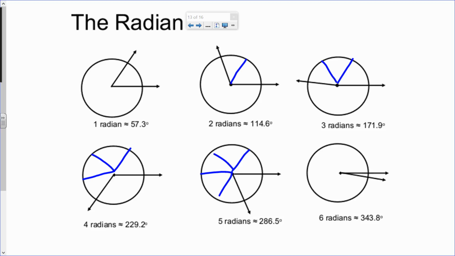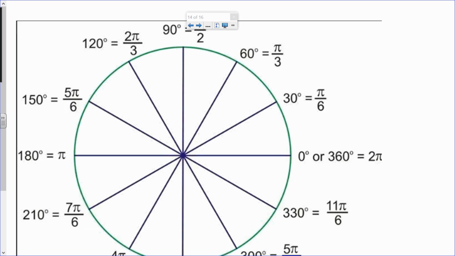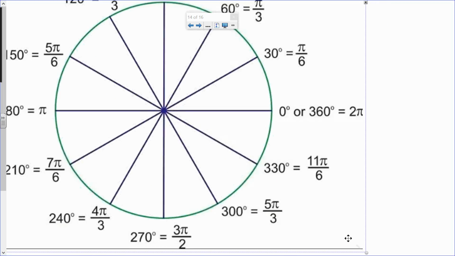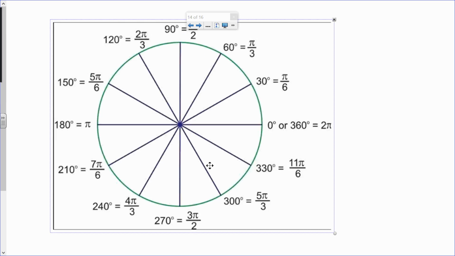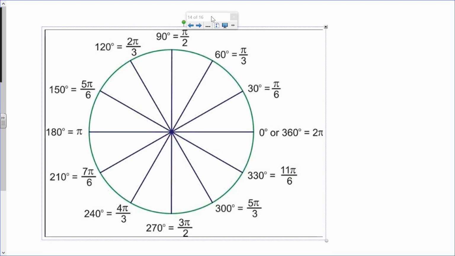Now, let's do this. I'm going to give a handout tomorrow on this little picture, so you don't have to copy this down right now. It'd be a waste of time. So notice some of the common angles that we deal with. A 30-degree angle is actually pi over 6 radians. I'm going to show you how we get the radians.